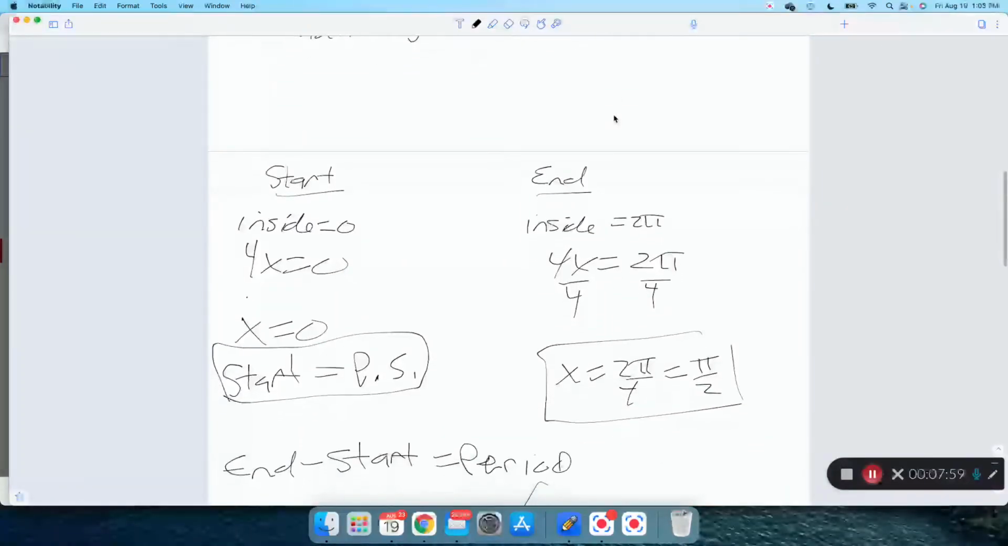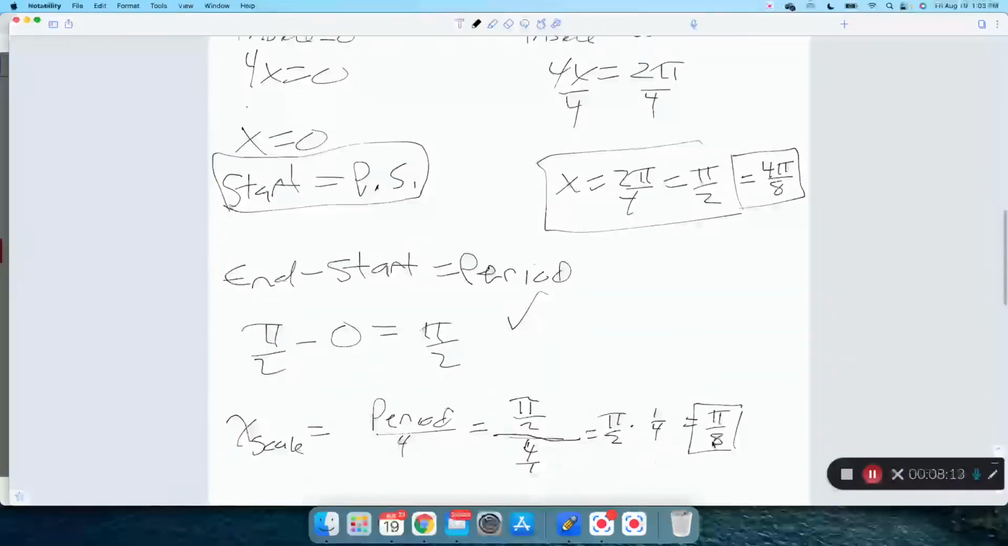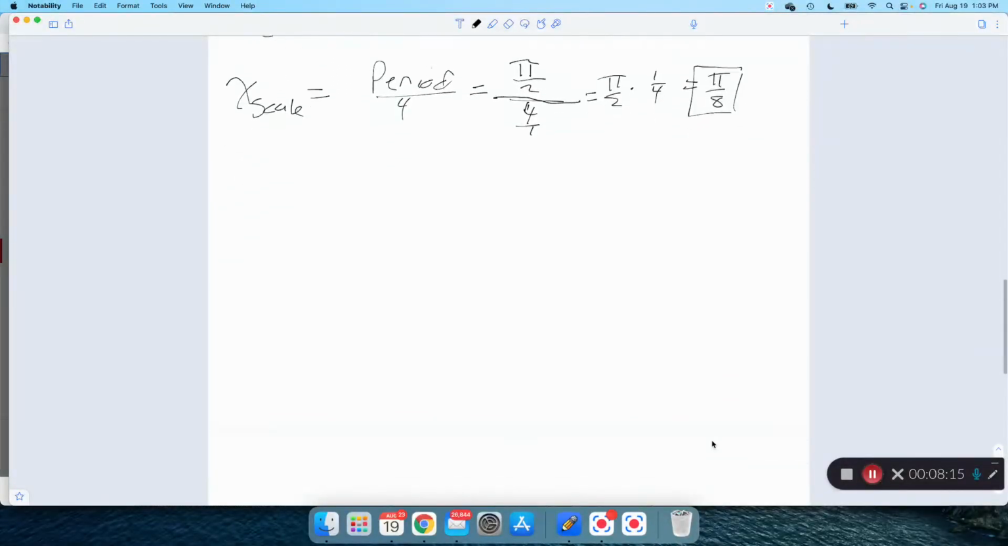Let's do the same with our start and end. 0 is 0. Pi over 2, same thing as the period here. Let's write that as 4 pi over 8. And then we can just count by 8s and be happy. Okay, we're ready to graph.